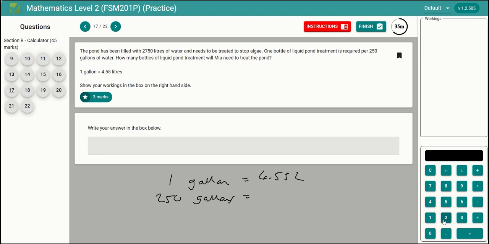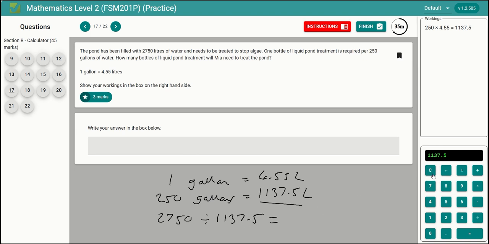So let's grab our calculators. So it's 250 multiplied by 4.55, and that is 1137.5 litres. Okay, so 1 bottle will treat 1137.5. So basically, how many 1137.5s go into 2,750? So 2750 divided by 1137.5, and what do we get?